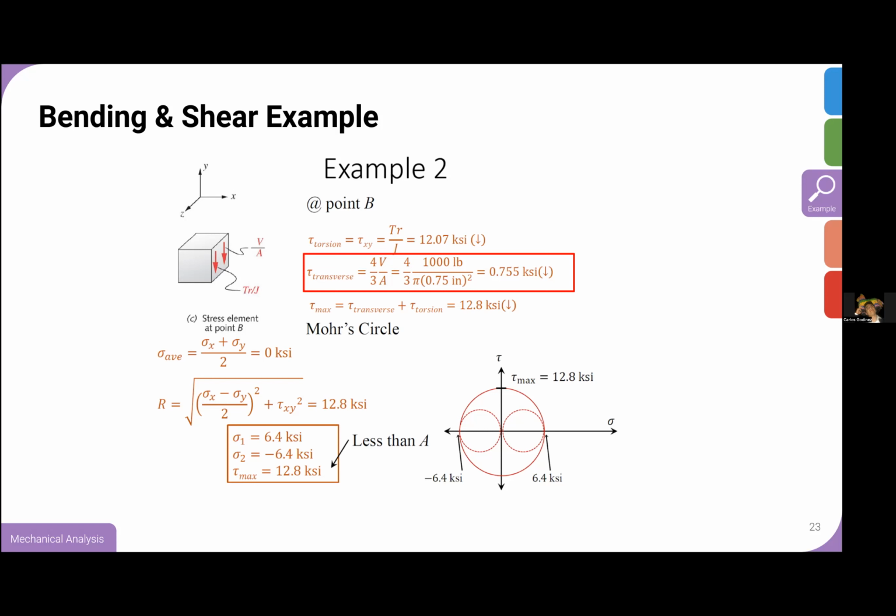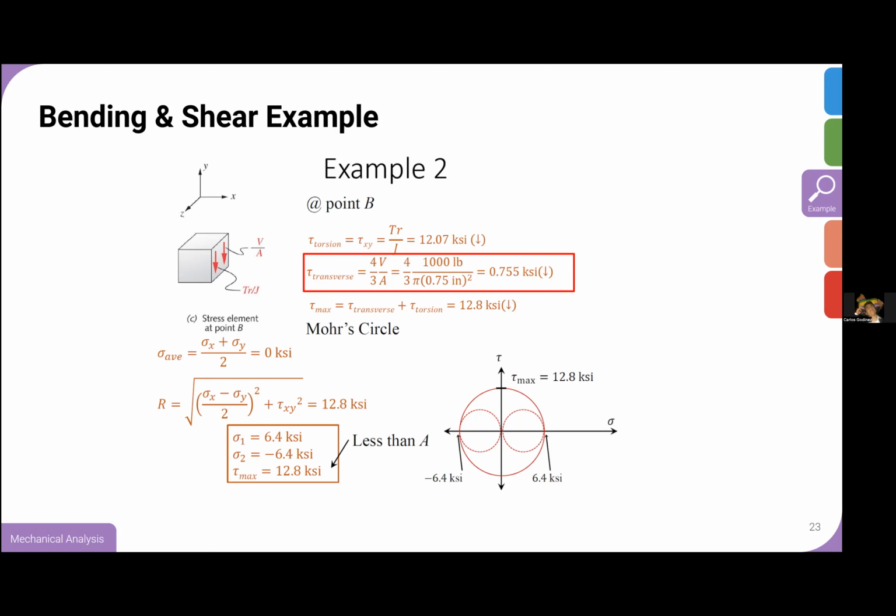For, I think, a few reasons, transverse shear isn't super talked about at Olin. Just compare the values. For our torsional shear, we have 12 KSI, versus for our transverse shear, we have 0.75 KSI. Just order of magnitude, that's already more than 10 times bigger.